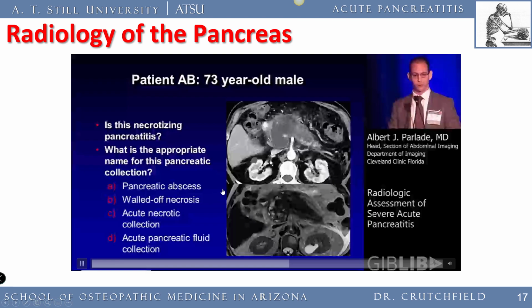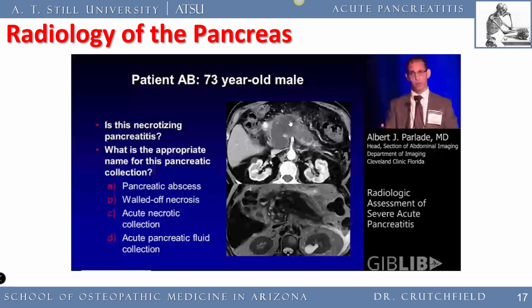Here's the patient from the beginning of the lecture, and the first question was, is this necrotizing pancreatitis? If you look at the image, you can see there's a little bit of enhancement in the pancreatic tail, but in the body and head of the pancreas there's no identifiable enhancing pancreatic tissue, so this is necrotizing pancreatitis. So even though he was imaged on day 1 and showed no necrosis, we know that day 1 has a low sensitivity for necrosis, and this is necrotizing pancreatitis.